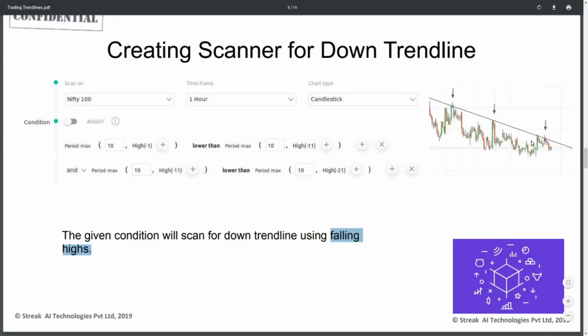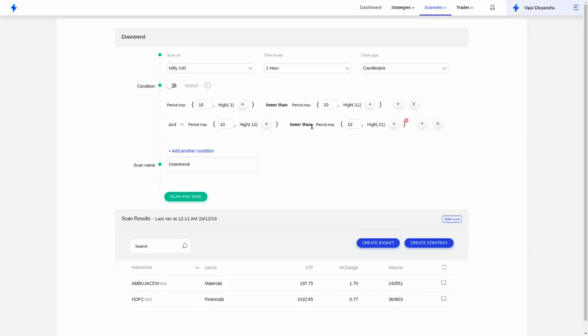Because the highest high of the last 10 candles, if you can see my mouse at the right side, should be lower than the highest high of the previous candles. That's why to create that we use this mechanism. Now, the second condition is period max 10 of high, offset -11 here, is lower than the higher high established even before that in the previous 10 candles.